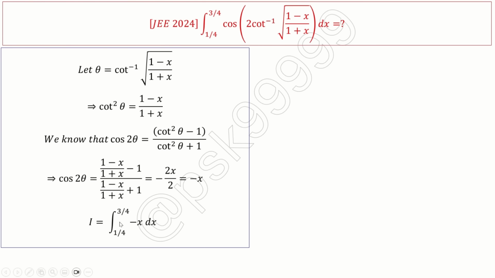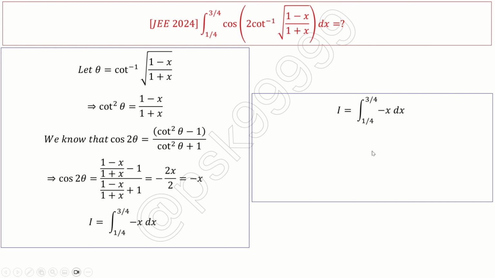So integration is nothing but integration from 1 by 4 to 3 by 4 of minus x dx. Everything is in terms of x. Very simple. So this is nothing but minus x square by 2. You apply the limits, you will get the answer. If I take 1 by 2 common, this is minus 9 by 16 plus 1 by 16. This is minus 1 by 4. Same answer. Okay, this is more simple.